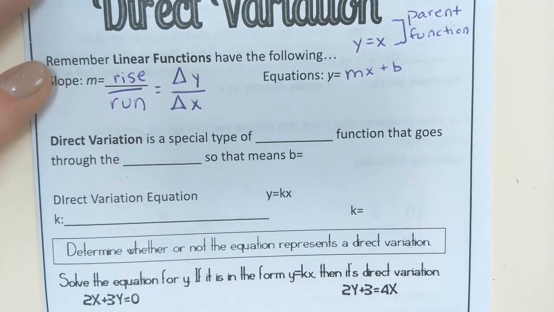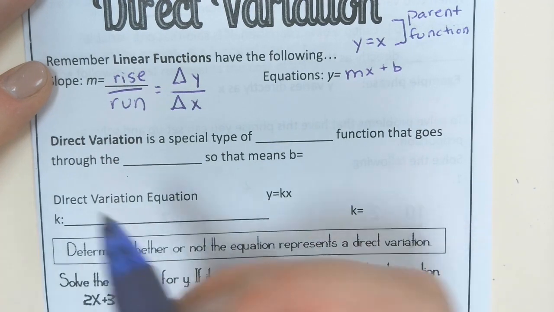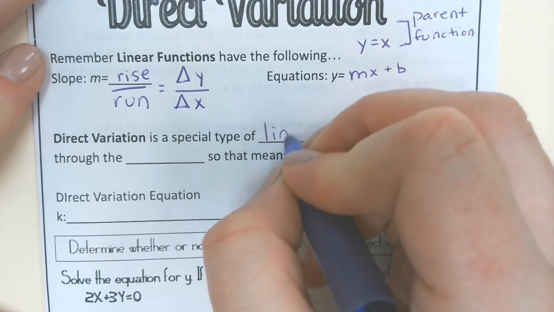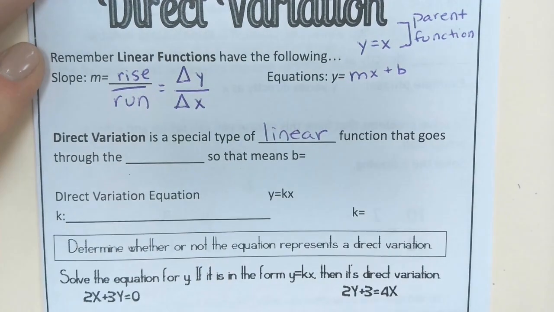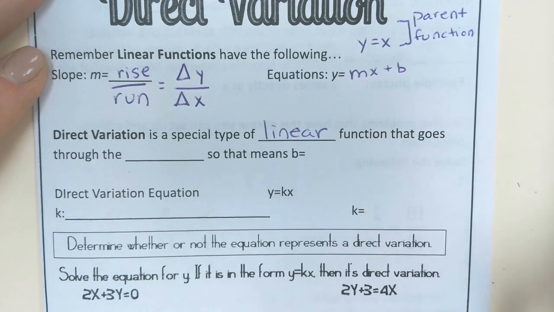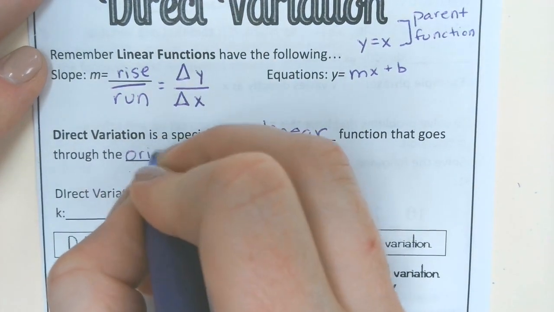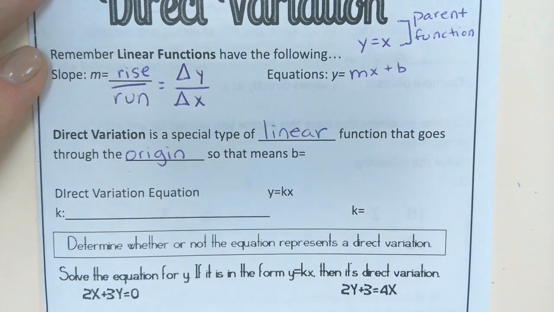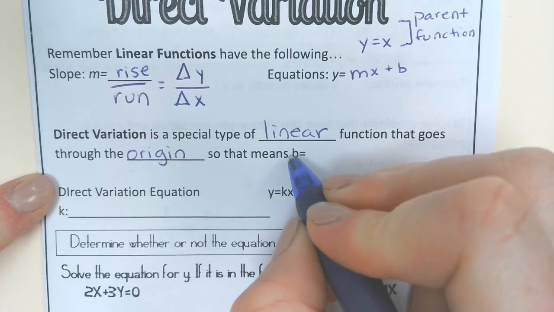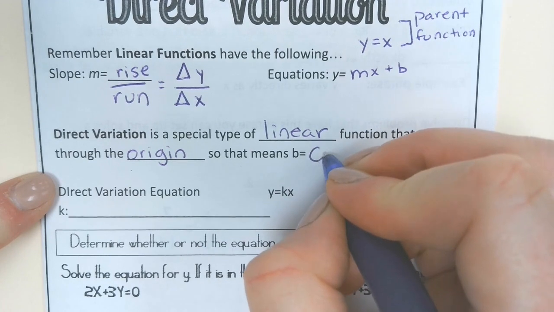But direct variation, you've seen this in 7th grade, so it's been a little while. But direct variation is a special type of linear function. So since it's linear, it makes a line whenever you graph it. But what's special about it is it goes to the origin. The origin is at 0, 0. So if it goes to the origin, then your y-intercept, the b, is 0.